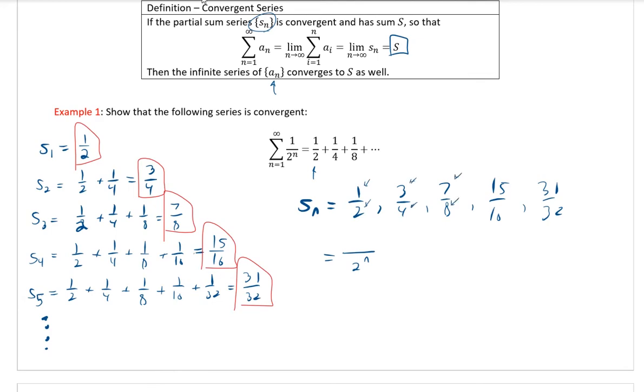So the top is just the bottom minus 1. And since the bottom is defined as 2 to the n, I have 2 to the n minus 1 over 2 to the n, which is 1 minus 1 over 2 to the n.